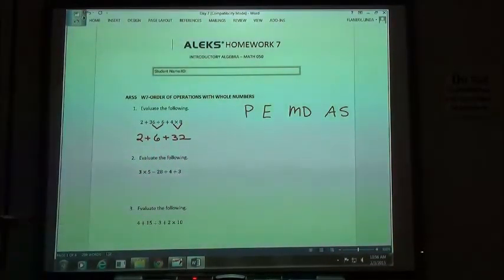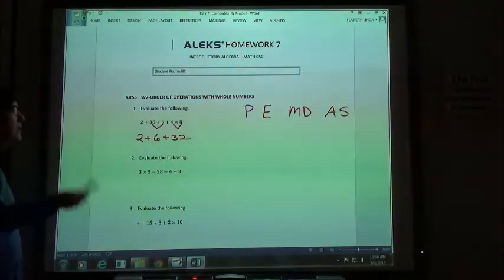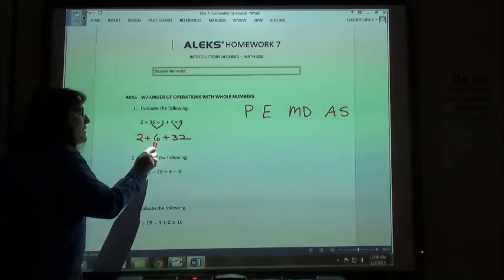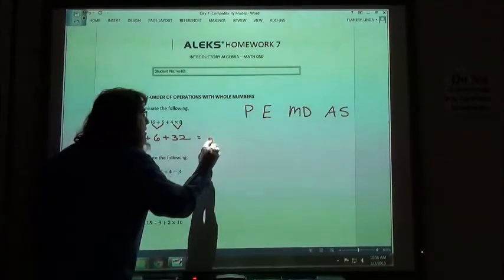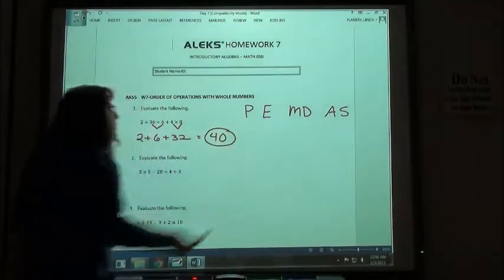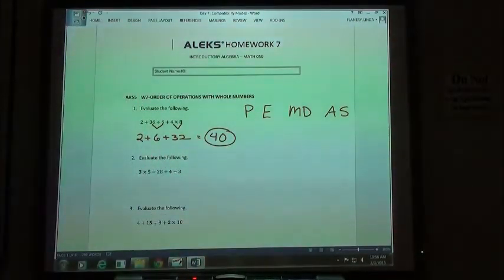So now I'm just going to add 2 plus 6 plus 32. 2 plus 6 is 8. 8 plus 32 is 40. So 40 would be my answer if I'm following my order of operations.